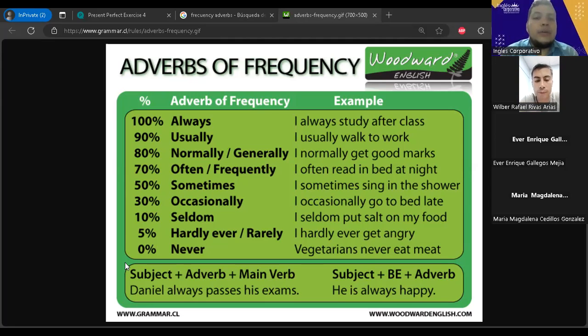Yes, teacher. Okay, repeat it, please. Repeat. I sometimes eat pupusas. Perfect. Good job. All right. Super good.